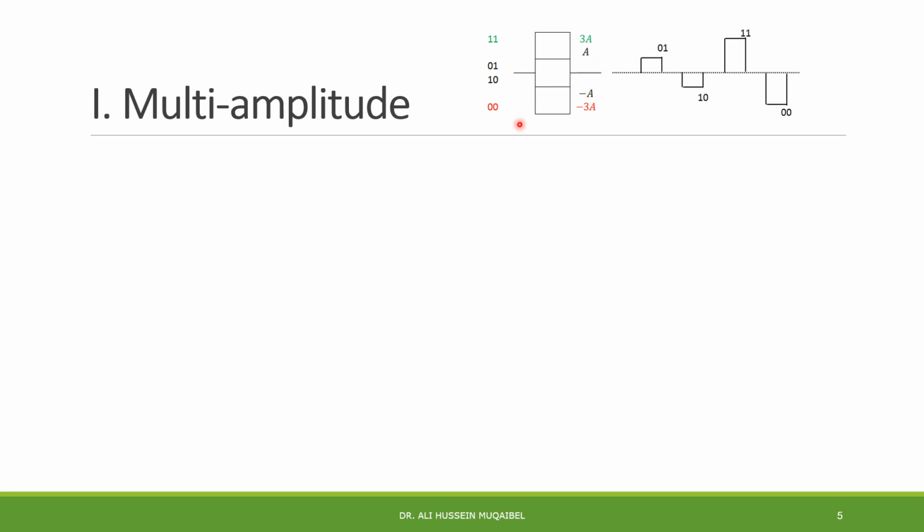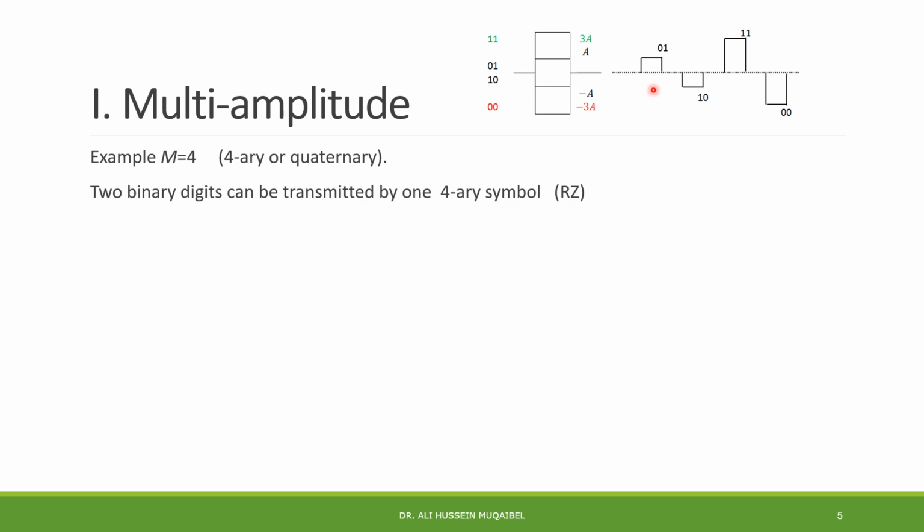If you have this example of 4 levels, then you can send 2 bits at a time: 00, 10, 01, and 11. In sequence, your data will look something like this: 0, 1, 1, 0, 1, 1, 1, 0, 0, whatever. It depends on what data you are transmitting. This is called multi-amplitude. The example of M equal to 4, 4-ary or quaternary, is what we have just explained. In this case, 2 binary digits can be transmitted by one 4-ary symbol. We're showing here that there is some spacing because we are using return to 0. So we're going up and then returning to 0, going down and returning to 0. The example shown is for the return to 0 case.